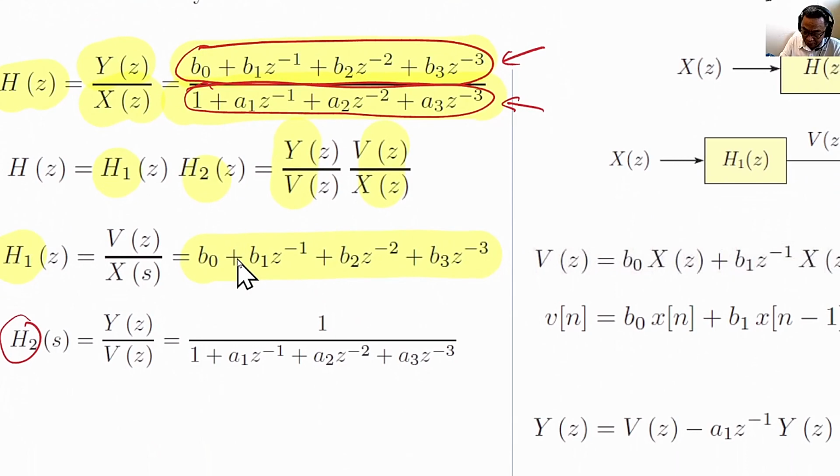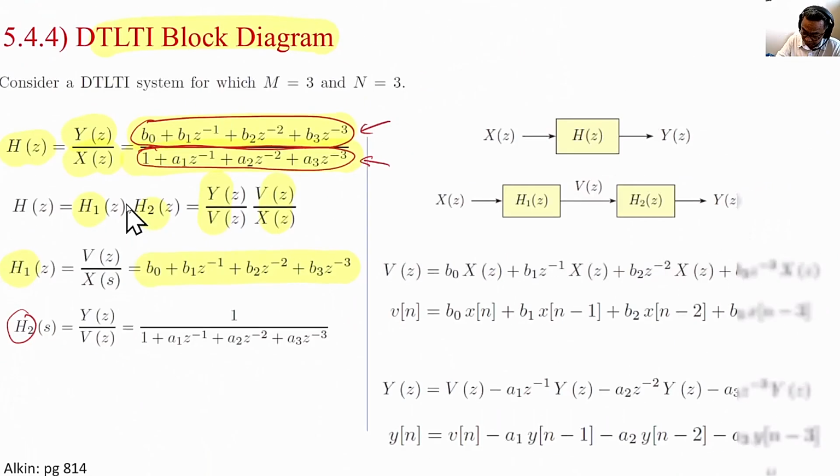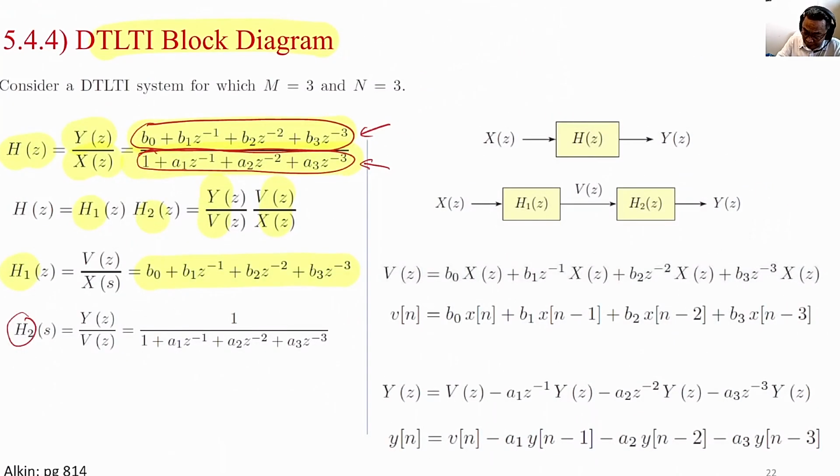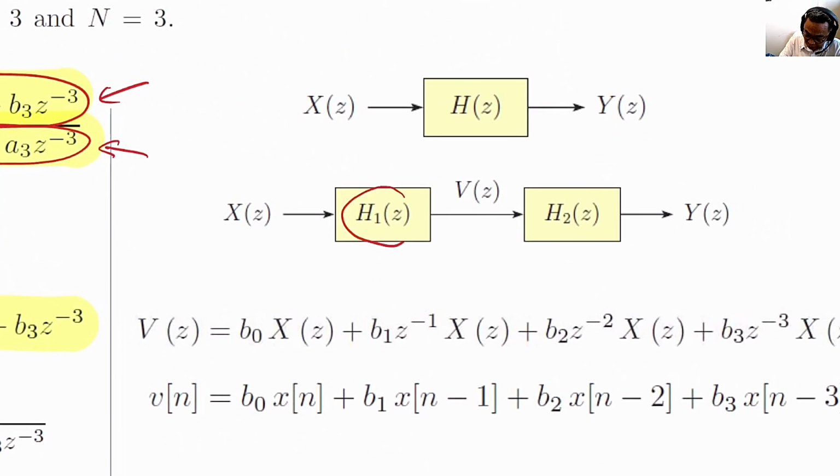Once we have done that, you realize that in terms of polynomials, nothing has changed. H1 is this, H2 is this. When we multiply the two of them together, we'll get H(z). Diagrammatically, it looks like this. This is H1(z) and this is H2(z).